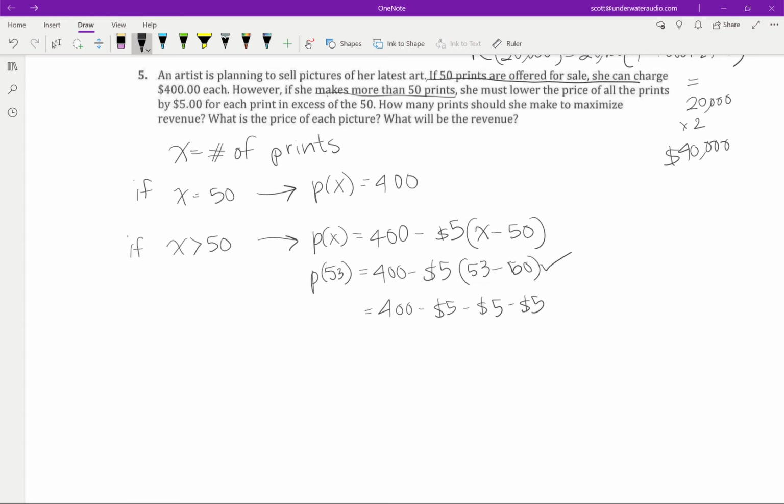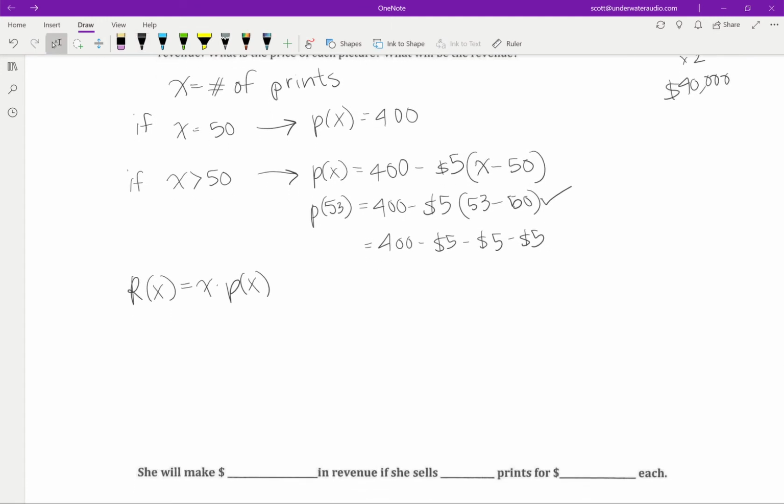Okay, so it wants me to maximize revenue. So revenue is x times P of x. I have kind of 2 cases here that I need to check out. One of them's a little easier than the other. If x is 50, then the revenue, this one's easy because I know she sold 50 and she sold them at 400 each. So 5 times 4 is 20, 1, 2, 3, 20,000. So she'd make $20,000.